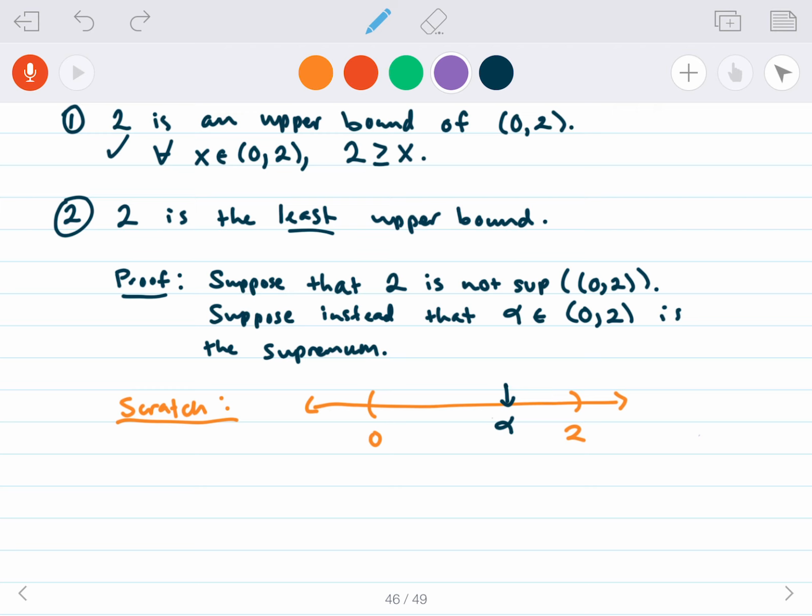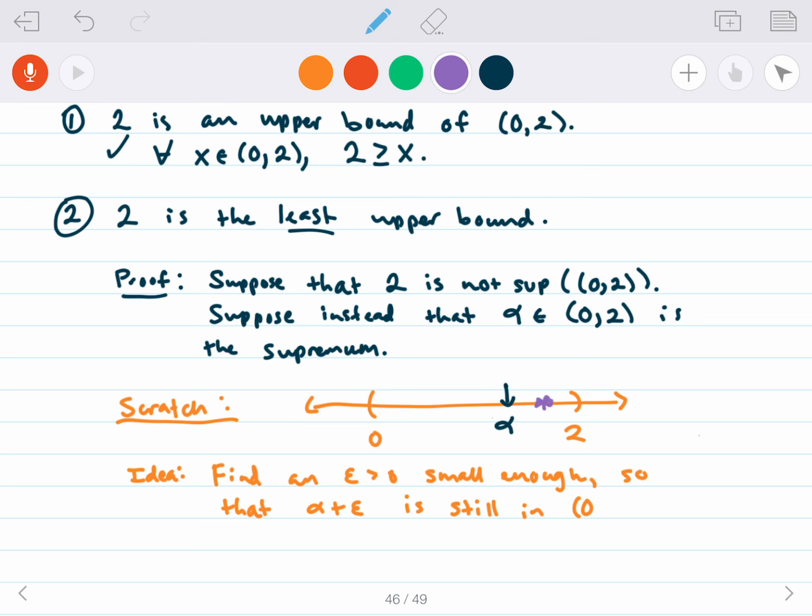So that's kind of the idea here. And so the idea is, let me write this as idea, find a positive epsilon small enough so that alpha plus epsilon is still in the set. Okay, and that's going to give us this contradictory number. Okay, so that's the idea here.